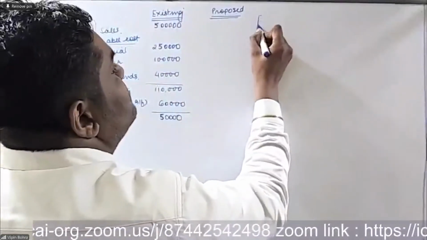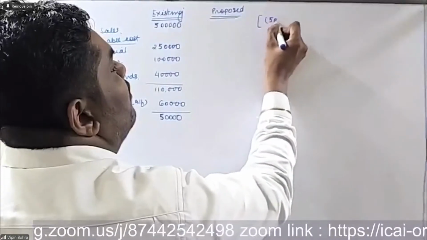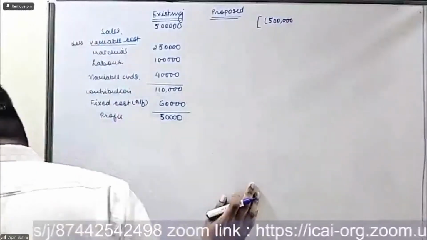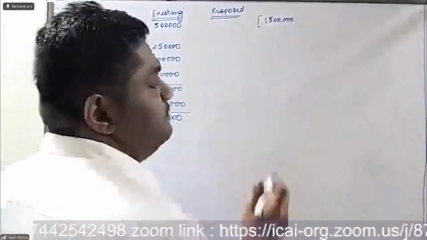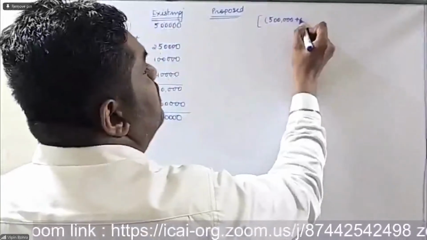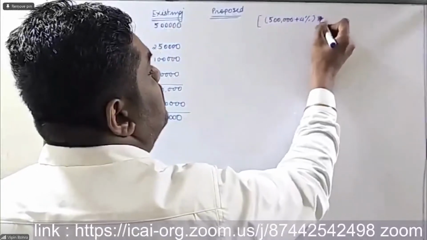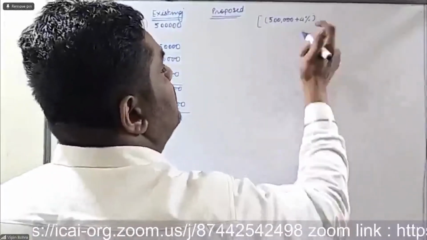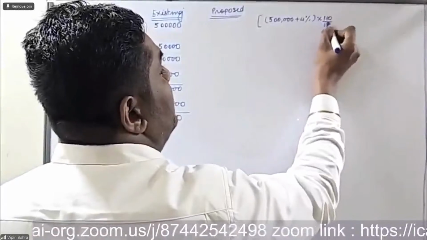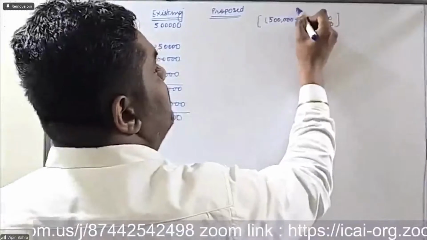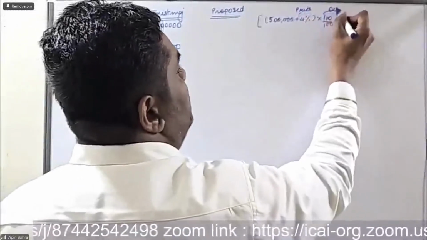So when talking about the sales part, 5 lakh plus 4% into 10% increase in volume, so into 110 divided by 100. This is the impact of price and this is the impact of quantity.